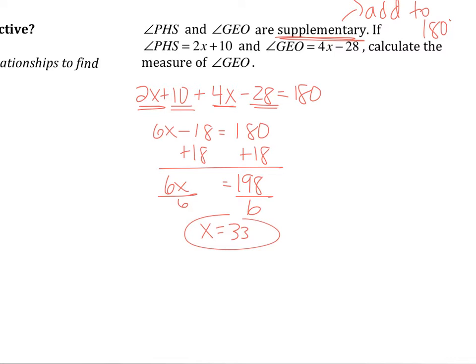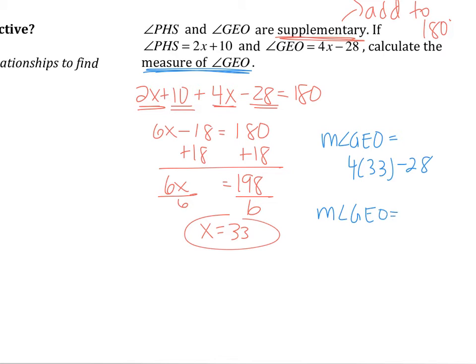Now remember that that's not your final answer. The question says to calculate the measure of angle GEO. So that's what we have to do next. The measure of angle GEO is going to be 4 times 33 minus 28. So 4x minus 28. When you do that, you get the measure of angle GEO to be 104 degrees. So hopefully you got that one right. If not, hopefully you see what mistake you made. So that's what you should have gotten for the end of the video.